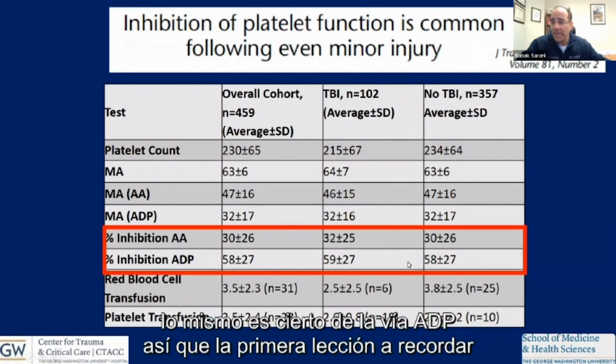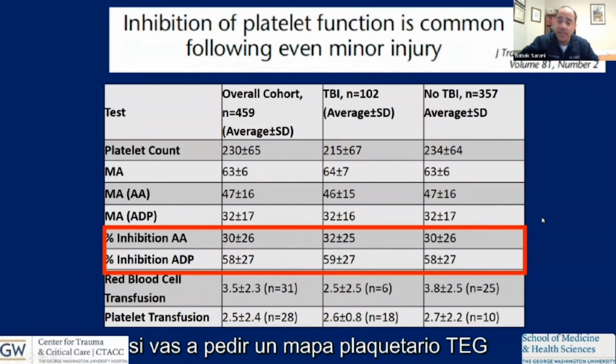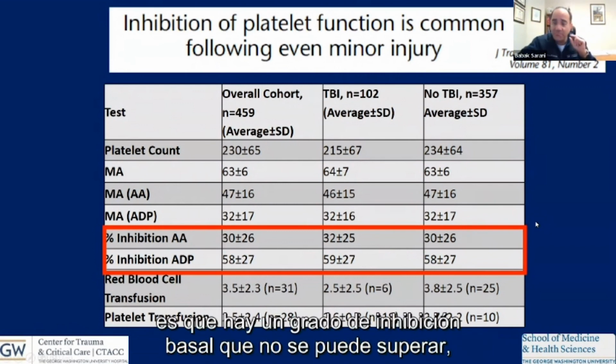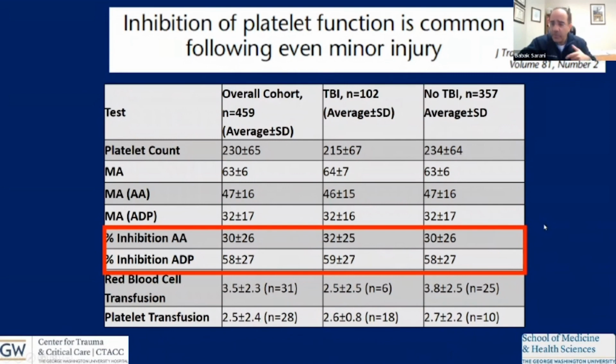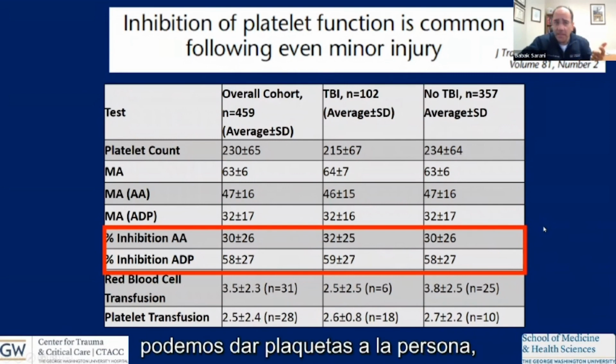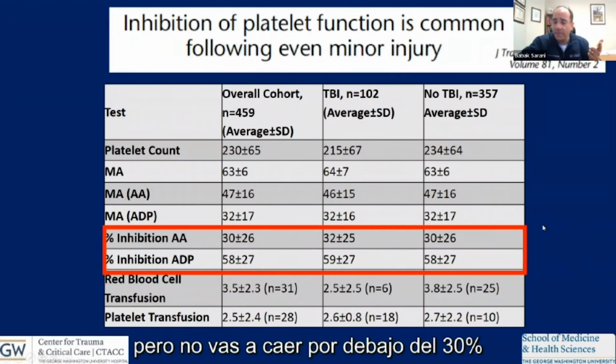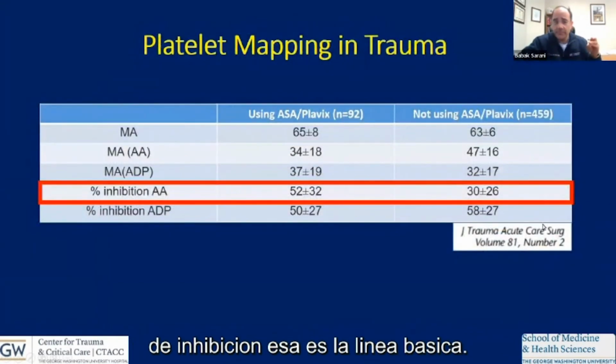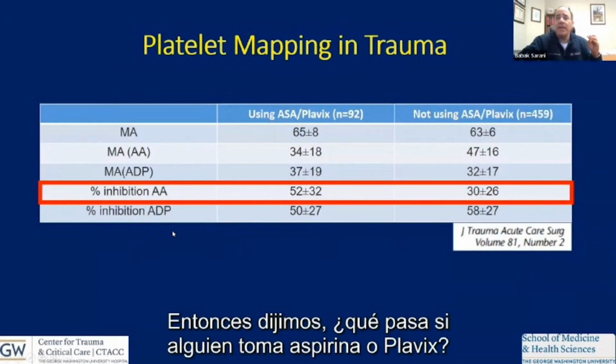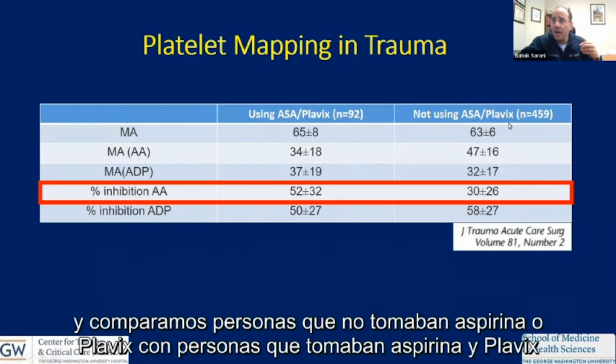Same is true of the ADP pathway. So the first lesson to remember, if you're going to order a TEG platelet map, is that there's a degree of baseline inhibition that you cannot overcome. This is normal. So we can give the person platelets, but you're not going to drop below 30% inhibition. That's the baseline. We then said, okay, what if somebody is on aspirin or Plavix? And we compared people not on aspirin and Plavix to people on aspirin and Plavix.